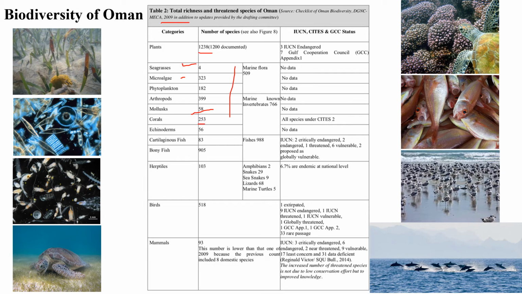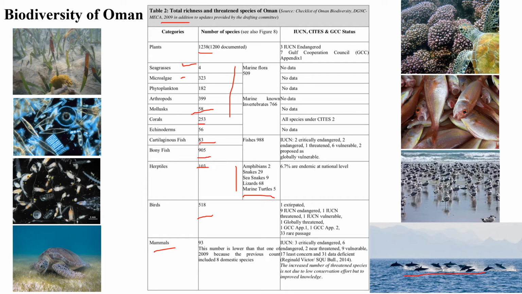In terms of cartilaginous fish, almost 83. Bony fish, huge diversity, 900 species you can find on one coast. Then herpetofauna, which are basically amphibians and reptiles, snakes and lizards. And marine turtles, very important, 5 species, which we will see later on. Birds, coastal and land-based, the diversity is also very good, 500 species. Marine mammals are very important here, the dolphins and the whales. These are the large marine mammals you can find on the coast of Oman.